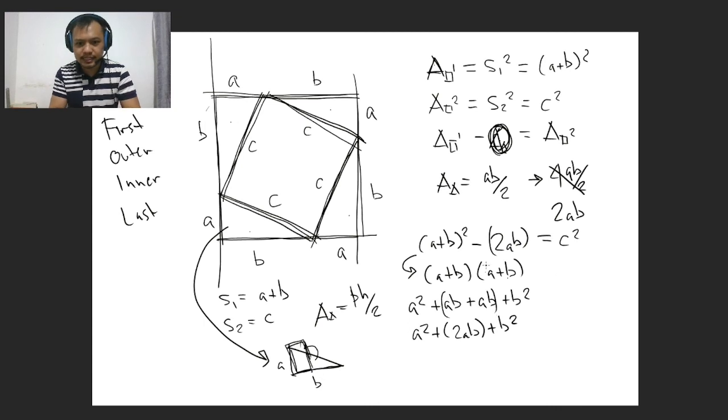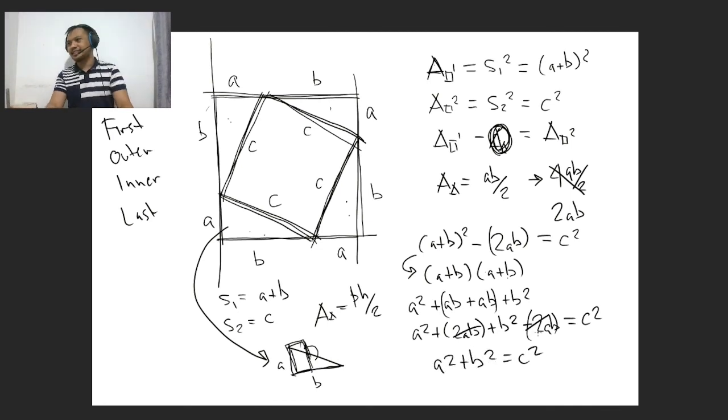Now, we put this into the equation so we can go ahead and make it complete. Minus 2ab, which is the area of the four triangles that we created, 1, 2, 3, 4, is equal to c squared. And we have a positive 2ab and a negative 2ab right here. So guess what? They cancel each other out. 2ab, 2ab, gone. So what do we get? a squared plus b squared equals c squared.